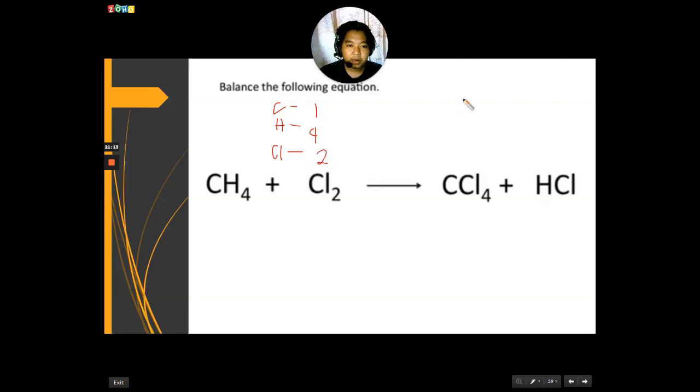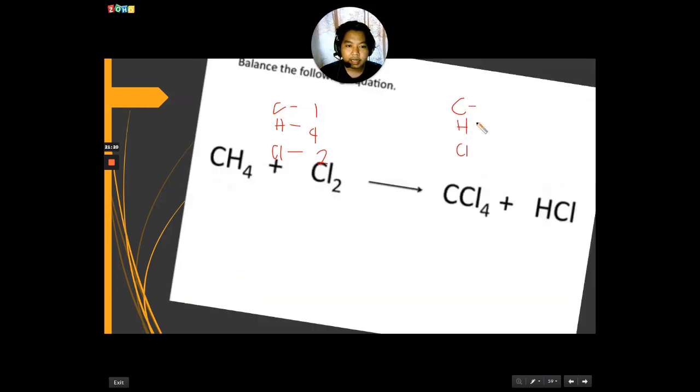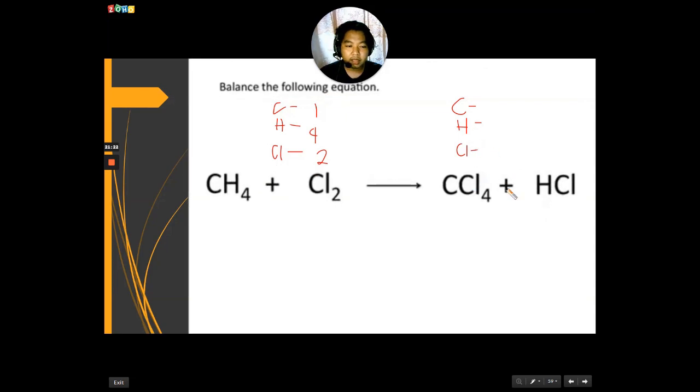Here, I have carbon. I'll do the same thing: carbon, hydrogen, and chlorine. Carbon is 1, hydrogen is 1, and chlorine is 4 plus 1, that is 5. It's quite problematic because it's not balanced.